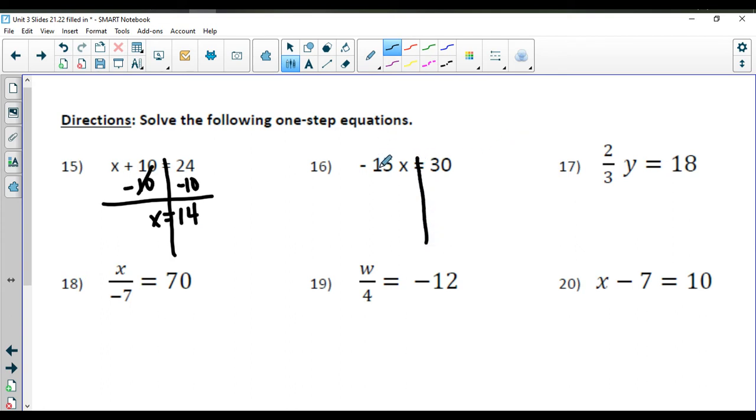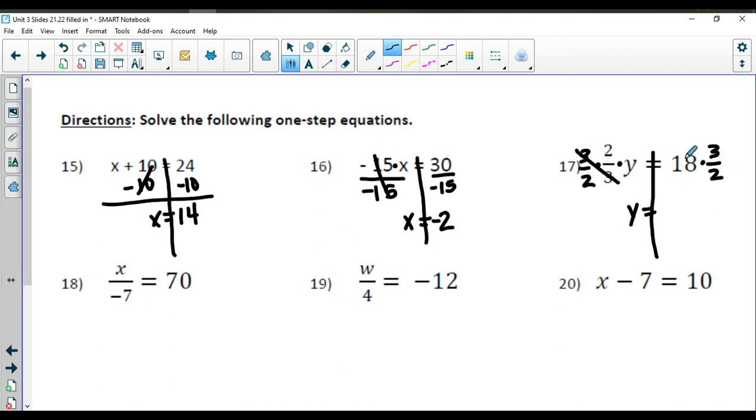Drop a line down. This one is negative 15 times x. To undo multiplication, we have to divide, and we divide by whatever is there. And we're going to get x equals a negative 2. In the next example, this is like the one in your notes. You do have multiplication here, but when it's a fraction, you're going to multiply by the reciprocal, therefore using that inverse property. So I'm multiplying by 3/2 on both sides. 18 divided by 2 is 9, and 9 times 3 is 27.